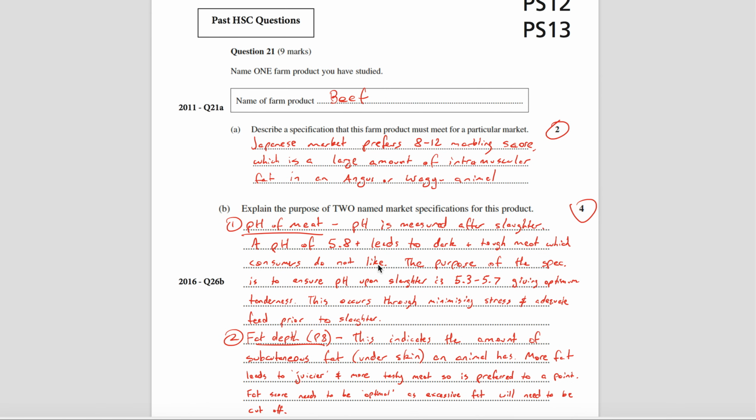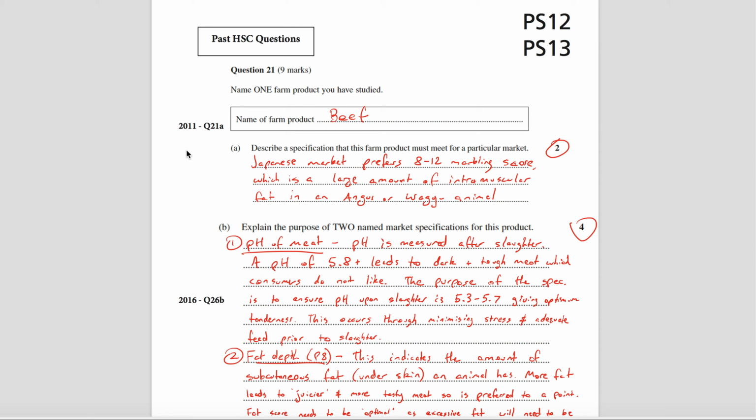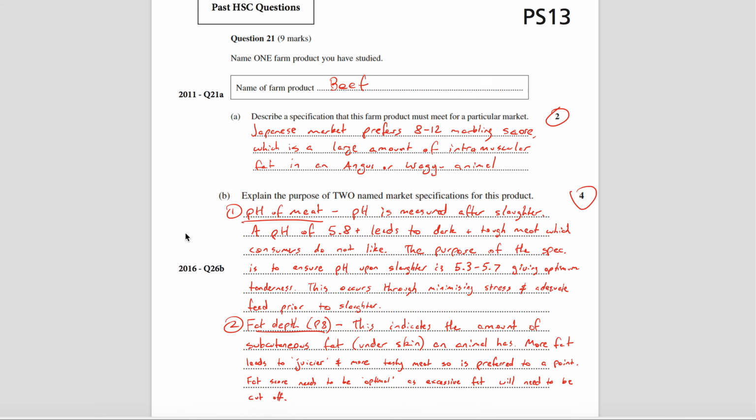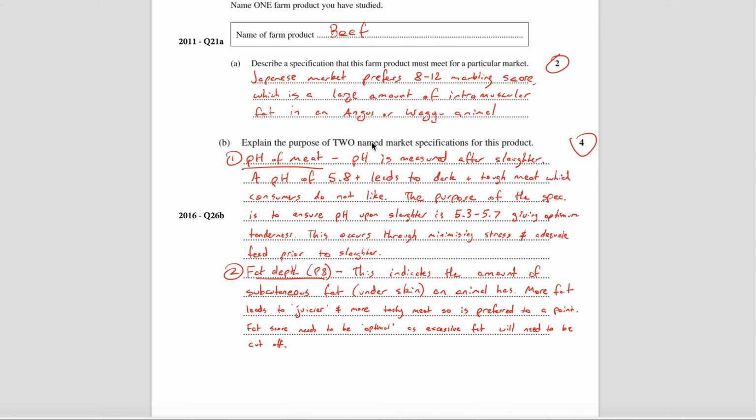The only questions that have been specifically asked on this dot point are these. The information will help you answer other questions that are somewhat related, but these are the only ones that are directly related. So describe a specification the farm product must meet for a particular market. That's this one here. Japanese market, 8 to 12, breeding Angus or Wagyu will help you do it. Explain the purpose of 2 named market specifications. So again, you should always be doing this. It says 2, so you say 1, pH of meat, 2, fat depth, and then I've given an explain. So a cause and then an effect, cause and effect of each, and you need to do that really clearly to get the full marks there.